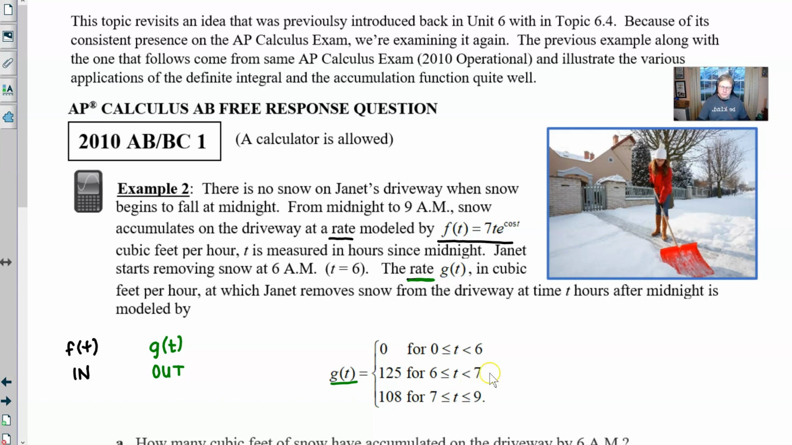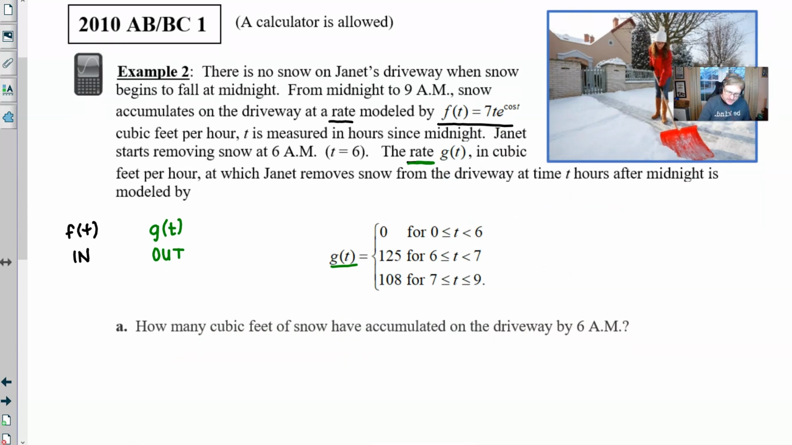There's enough information here to ask some interesting questions. The first of which, how many cubic feet of snow have accumulated by 6 a.m.? Well, this is probably one of the easier parts of the problem. It's a very quick entry point. And on the AP exam, this was worth 2 points that particular year. What the student needed to do is understand that if you integrate the rate at which snow is falling, which is f of t dt, along the proper time intervals, which in this case would be midnight, time 0, to 6 a.m., time 6, there is already a point on the exam for you right there with just that alone. Okay, well, let's get the other point. Make sure we type this into the calculator correctly.